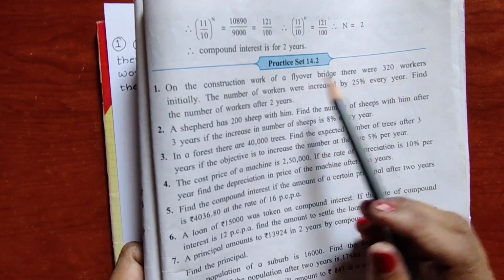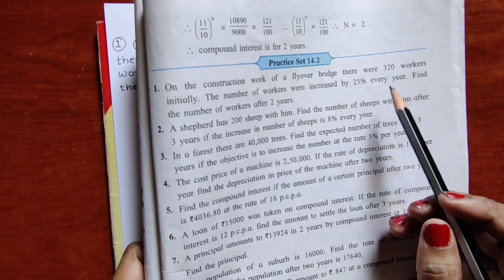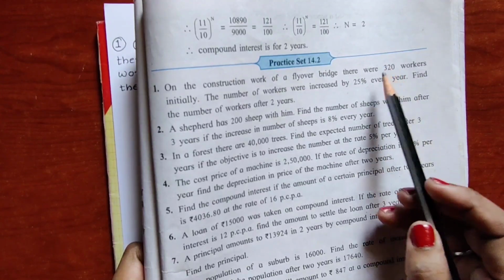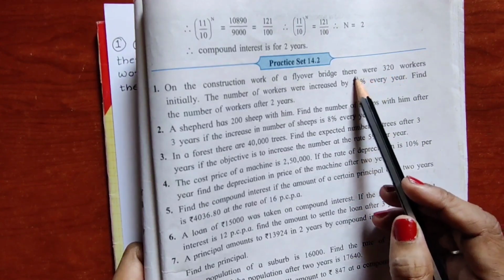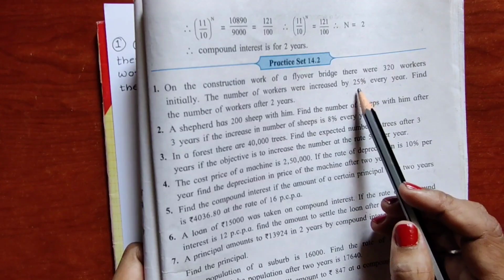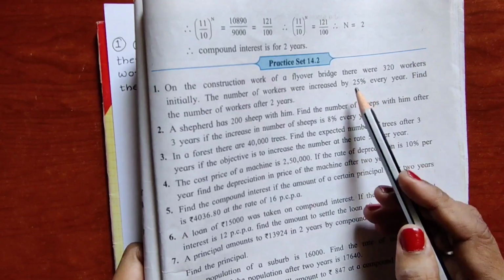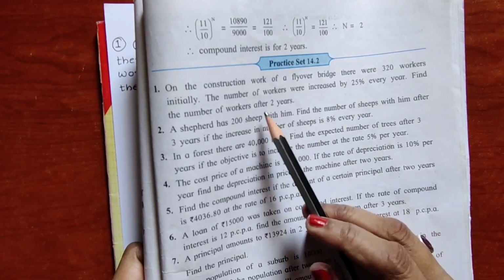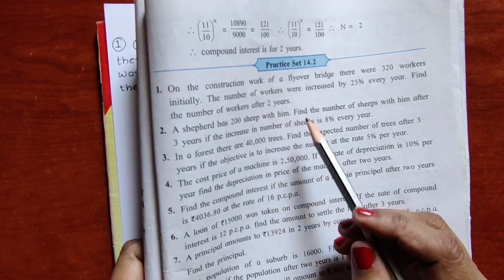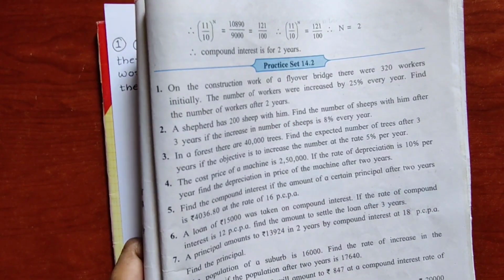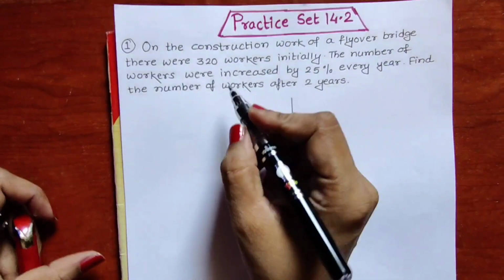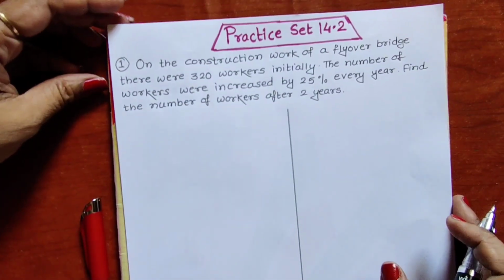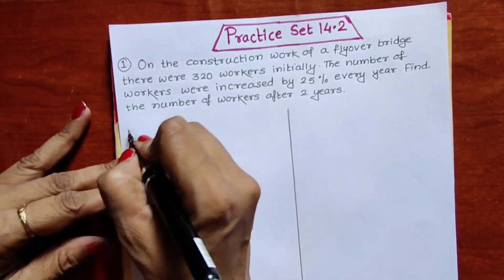From this, we can get the values of P, R and N. The value of P will be 320. R is always in percent. It is the rate of increase or rate of decrease, so it is always in percent. So R is 25% and the number of years, that is the duration, N is 2 years. So we will be writing these values first. As usual, I have written this question on my page. We will be writing the values of P, R and N in the beginning of the solution.